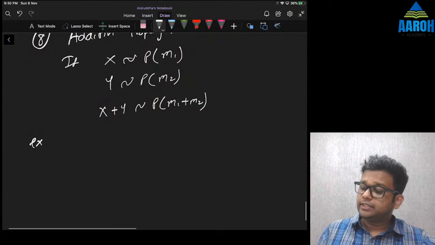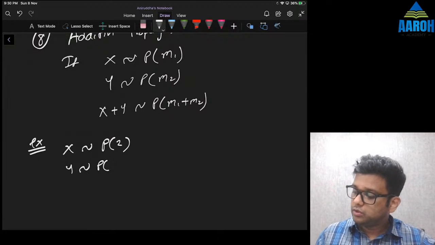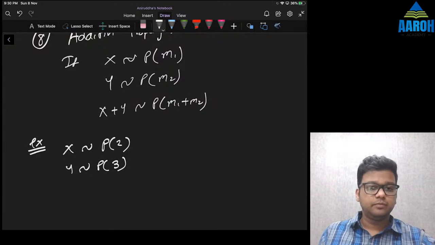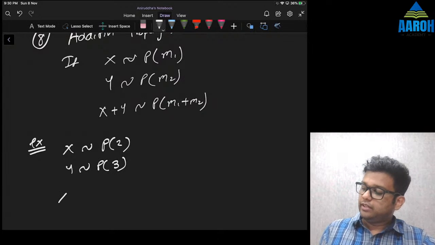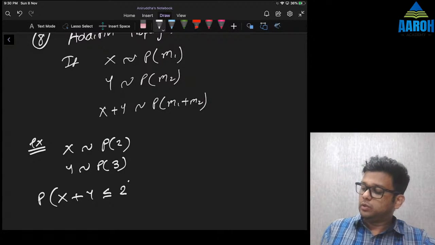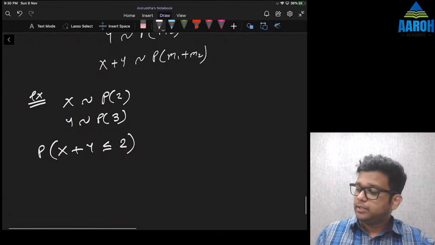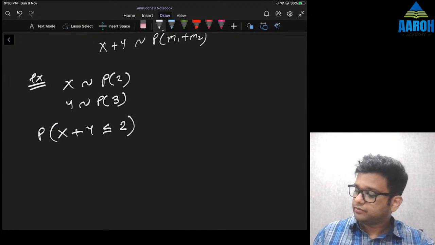Let's see through an example like yesterday. Let's say x follows Poisson distribution with parameter 5, y follows Poisson distribution with parameter, not 5, let me take a smaller number so that it will be easier for calculation, 2, and let's say this is 3. Then can you calculate the probability that x plus y will be less than or equal to 2? How to do it? Concentrate.